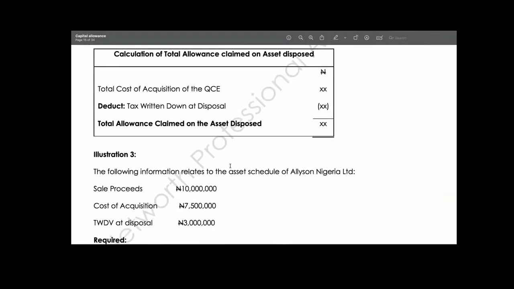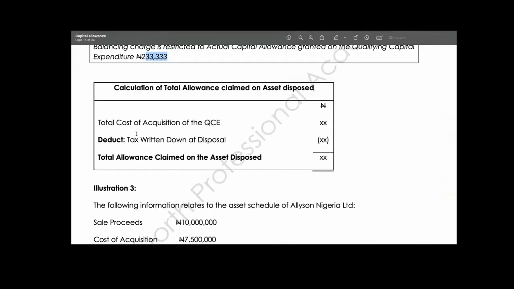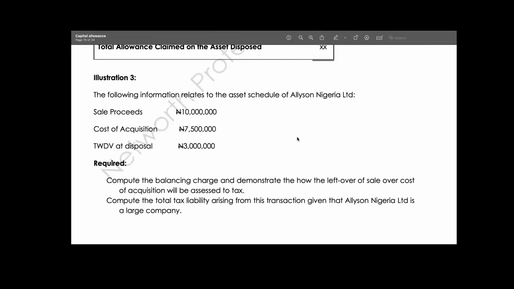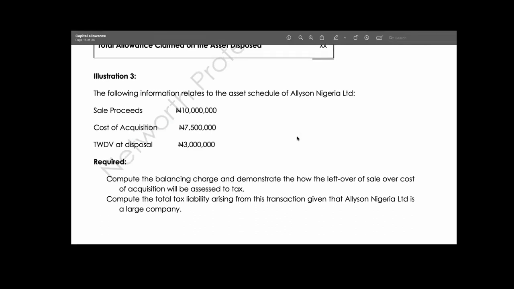So how do you ascertain the cost of acquisition? That is the tax cost, less tax value at disposal, you get total claim on the assets. Let's look at the next one.